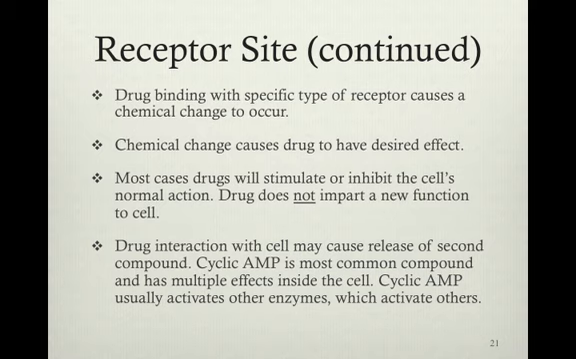Drug interaction with the cells may cause a release of a secondary compound, and most of these are helper proteins that we learned about in the protein section of our A&P. Cyclic AMP, or cyclic adenosine monophosphate, was one of those. It is the most common compound and has multiple effects inside the cell. Cyclic AMP usually activates other enzymes, which activate others. So once we get this ball rolling, it's kind of a domino effect, and all we really have to do is tip that first domino.